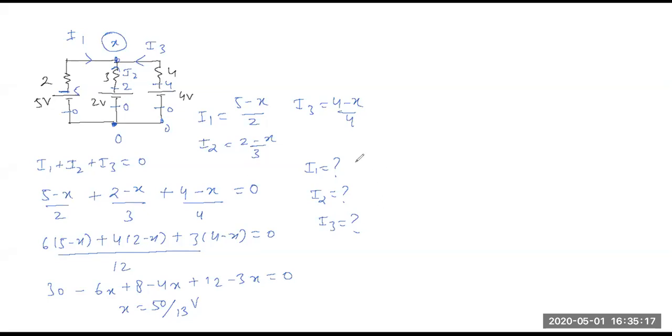Answers, beta, what's the value of I1? So is it 15 by 26? 15 by 26 or 50 by 26? 15, 1, 5, so 15 by 26. Okay. What's the next one? Minus 8 by 13. Okay. So 16 by 26. Yeah. 1 by 26.